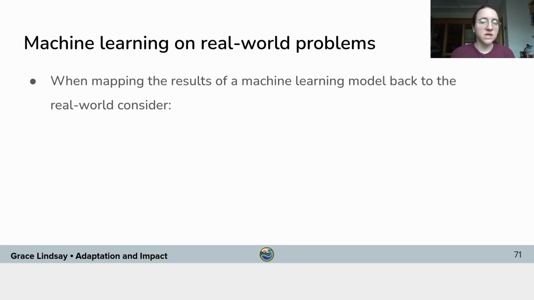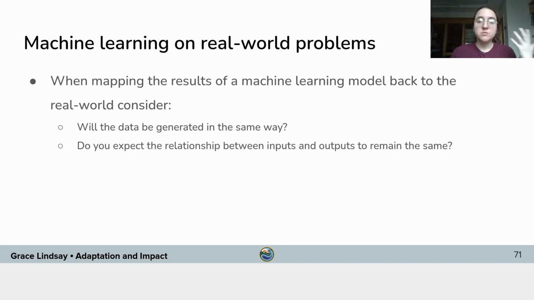So when thinking about machine learning on real world problems, you need to consider, will the data be generated in the same way, or will it be more of an out of distribution problem? Do you expect the relationship between the inputs and the outputs to remain the same? If you use training data to learn an input output relationship, but then something in the world changes and now that input output relationship is different, then your model is not going to be able to capture that difference.